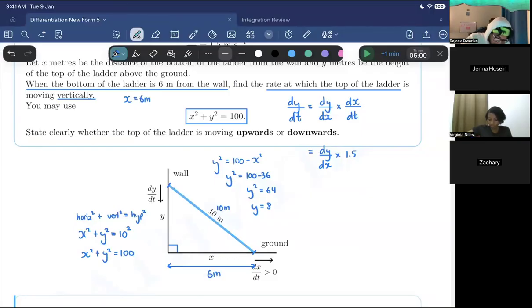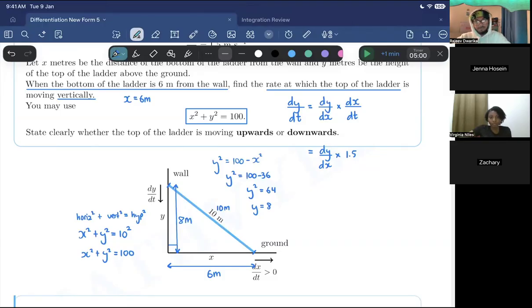And at this very instance in time, the height, what's the height? The height is 8 meters, sir. Good. So this is good information. Jenna and Virginia, I hope you're following the drift so far. Yes, sir. Now, for us to find dy/dt, I clearly need to find what?